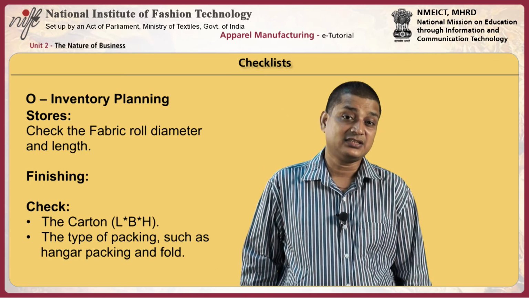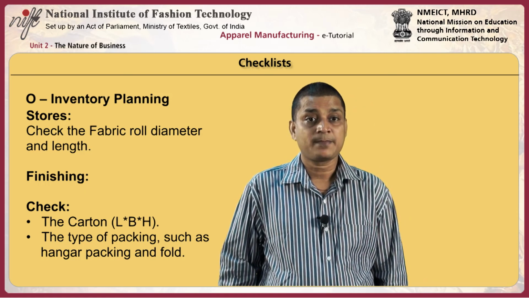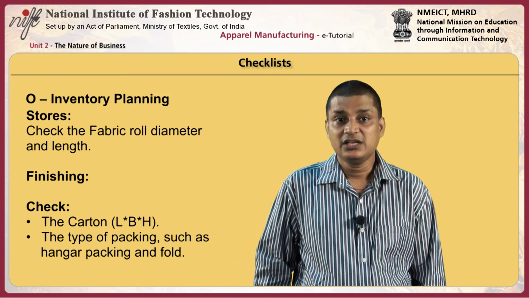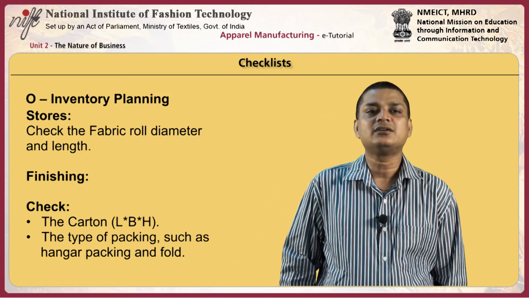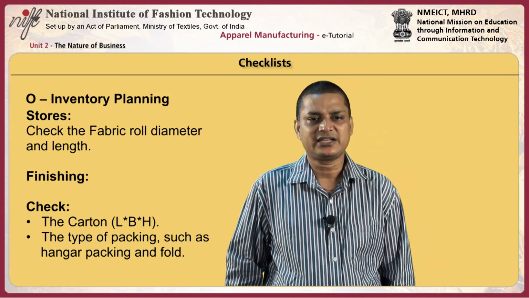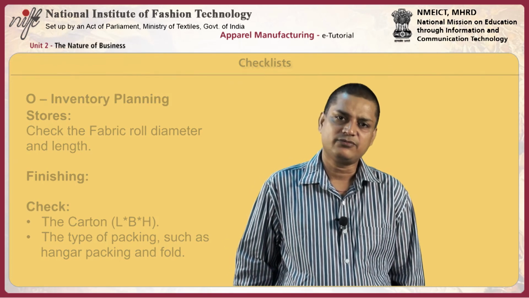For the store, check the fabric roll diameter and length. It helps in getting the racks designed perfectly for storage. Further, it will help in planning the store and cutting room. For finishing, check the carton type and the type of packing, such as hanger packing and fold.